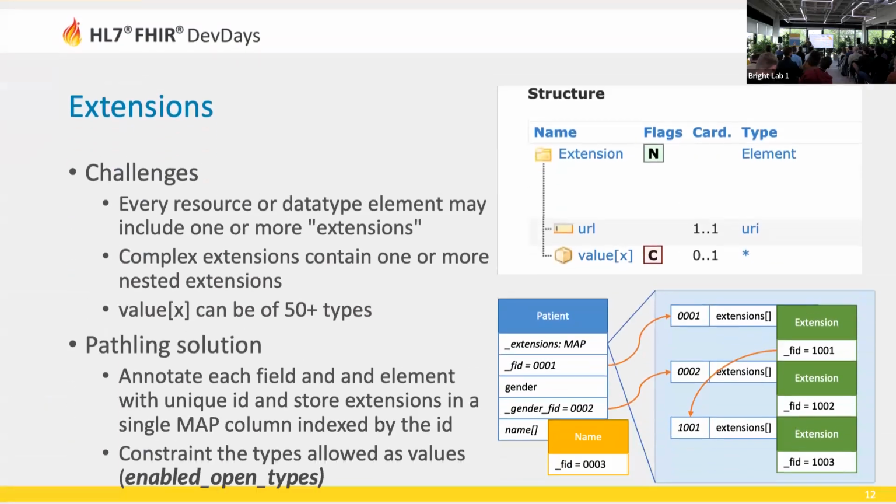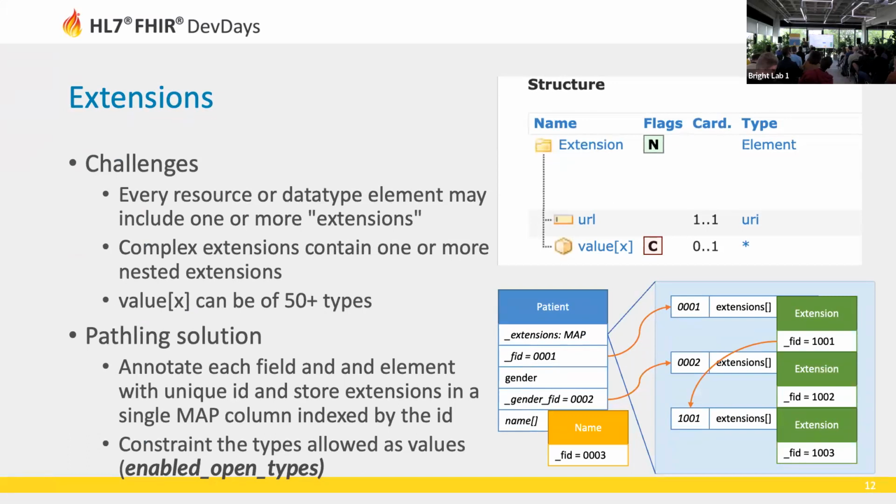The other complex topic is the extensions. They are even more challenging because they are not only recursive data types, but they can also be attached not only to complex types, but also to primitive types. And the extension value is a choice of over 50 different types. So even if we limit the number of nesting levels, representing this in the schema will be very difficult and will just create extreme schemas.